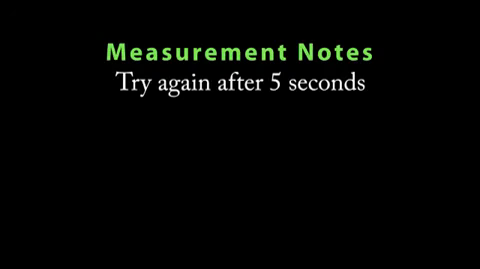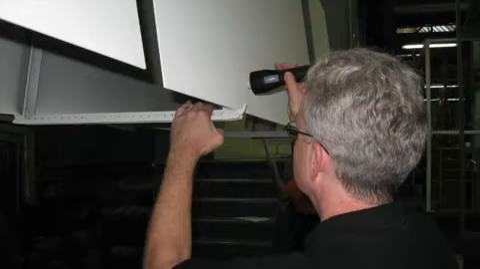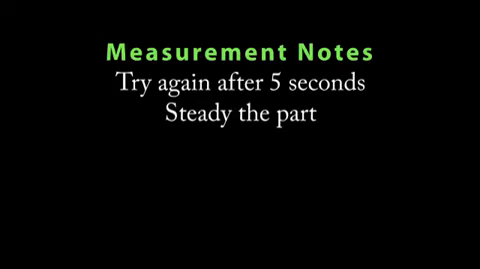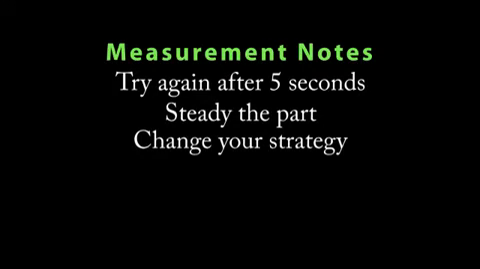If a thickness result does not appear after 5 seconds, release the measurement button and try again. Small, erratically swinging parts may present measurement challenges. Steady the part whenever possible. If erroneous readings continually result, change the measurement strategy by rotating the probe, altering its alignment to the part, or by measuring in a different location on the part.